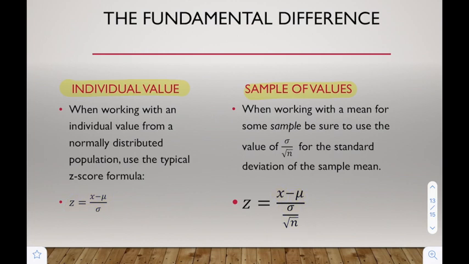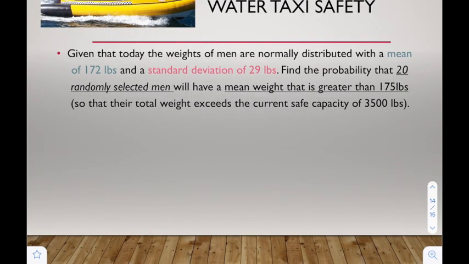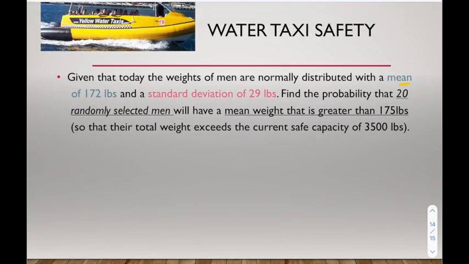So the big thing you have to take away from this slide is if you're dealing with an individual data value, you use this formula. And if you're using a group of values, you're going to use this formula. And that's the central limit theorem. So in this particular problem, we're looking at 20 randomly selected men having a mean weight, average weight, greater than 175. That makes us a central limit theorem problem because we're not dealing with one individual, but we're dealing with a group. We're going to do things the same way.